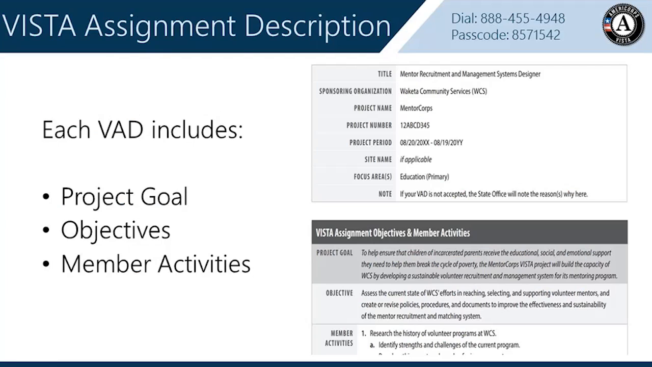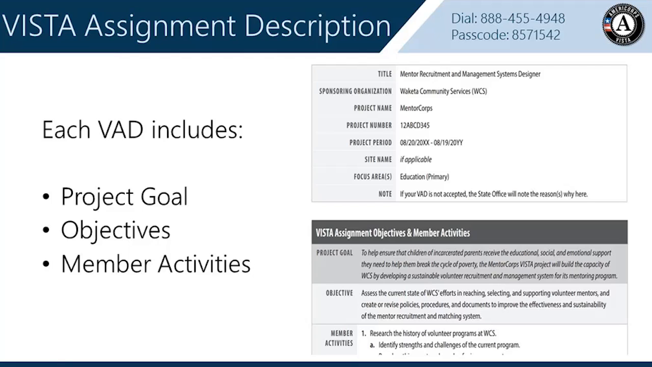Every VISTA member has a VAD, and all VADs include the following three elements. First of all, there's a project goal, which is related to or identical to the overall goal of the VISTA project that you'll be serving with. Next, there are objectives. There's usually several objectives for each VAD, and each objective describes what you will achieve by the end of your VISTA service year. The objectives are sort of a bridge between that overall project goal and your individual member activities.